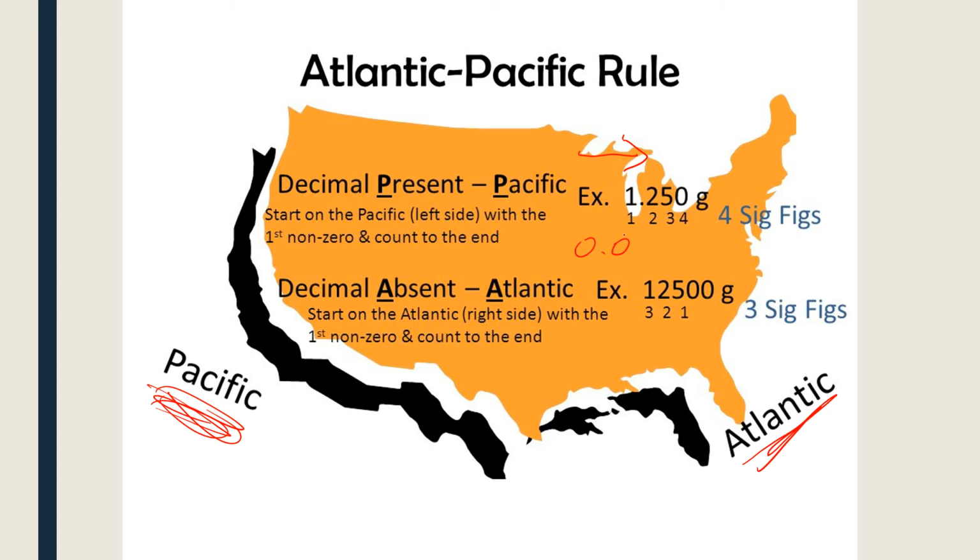If we had something like 00318, right? Decimal present, so we're going to come from the Pacific side. 0, so that's not it. 0, that's not it. This is the first significant figure. 1, 2, 3. So this would have 3 significant figures. If the decimal is absent, so if you have no decimal, as in this case, you come from the Atlantic side.